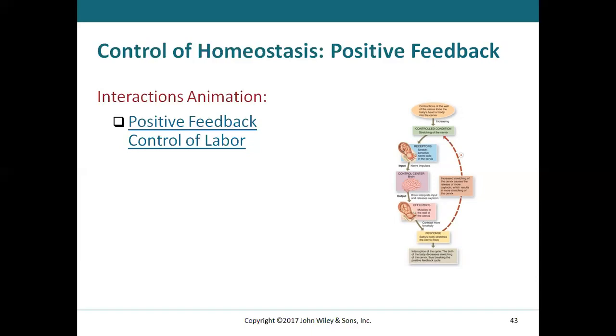And again, this is one of those types of feedback systems where you have to continually have an accumulation of that response in order for the final product to occur. And so you have that increased stretching of the cervix that causes the release of more oxytocin, which results in more stretching of the cervix, and this continues until the birth of the infant.